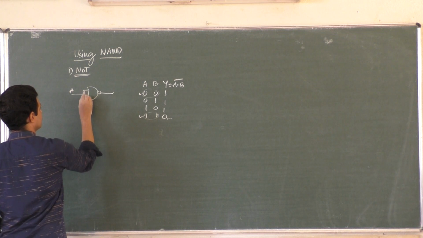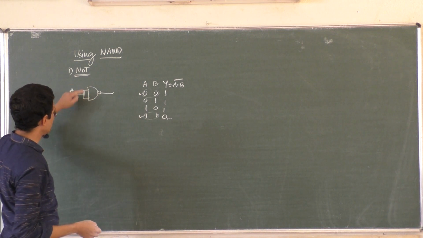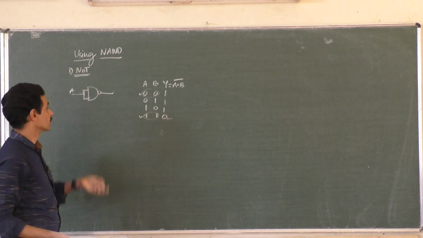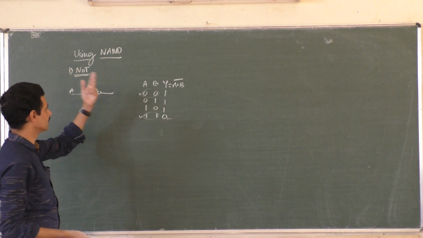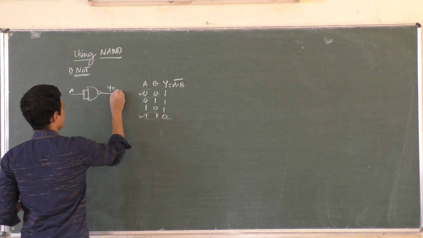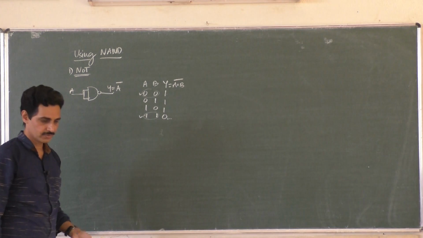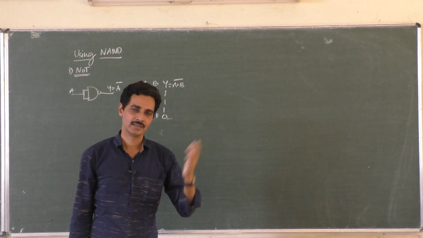Either this one and this one should be A. That means if this is 0, this is also 0. If this is 1, this is also 1. So it cannot be different. So when 1, 1 is given, 0 comes out; when 0, 0 is given, 1 comes out. So this is Y is equal to A bar. This is a NOT gate using a NAND gate. Very simple. Tie the inputs of the NAND gate, it is a NOT gate.